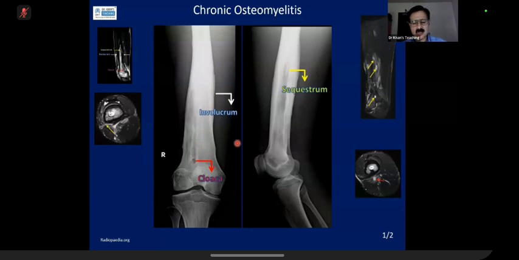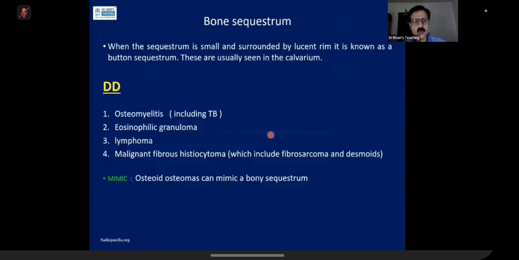Now, in classical exam films, a bone sequestrum can be seen in pathologies other than osteomyelitis, and these films can come in your viva. And please remember this differential diagnosis. Osteomyelitis, everybody knows. In TB also it can happen.